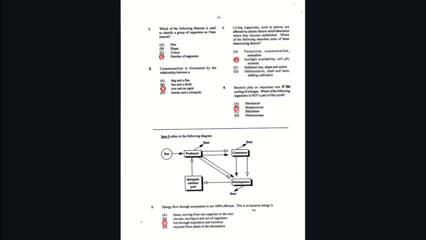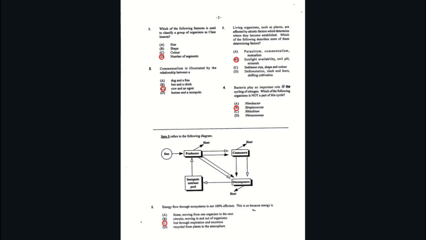So what I would do, let's just say you don't know anything, let's rule out A and let's rule out D, because they have nitro at the beginning of the words. So you can say, okay, we're going to include those two. So it's going to be down to streptococcus and rhizobium, right?